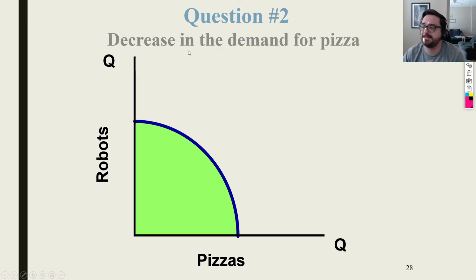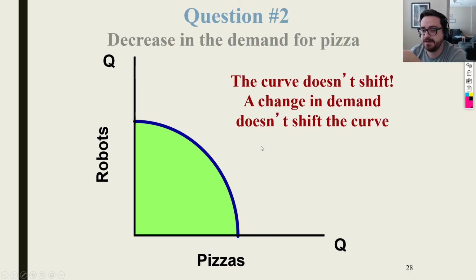Decreased demand for pizzas. I'm looking at it. Does this affect my ability to make robots? No. Does this affect my ability to make pizzas? No. This does not change my maximum level of production for pizza. It will change how much pizza I make. It does not change how much I can make. Here's what I would think. I would think more along this.